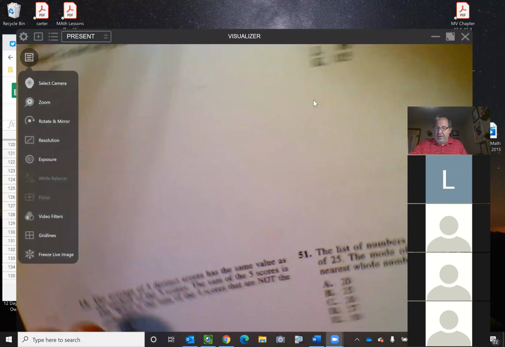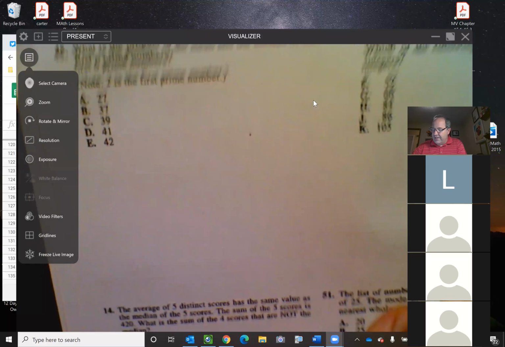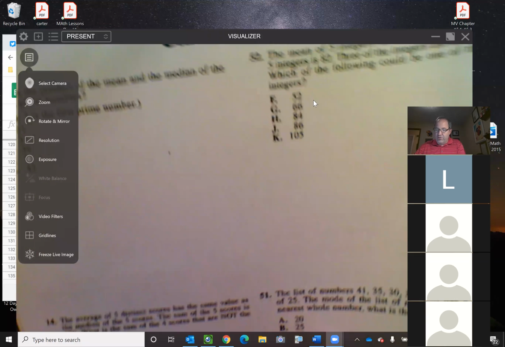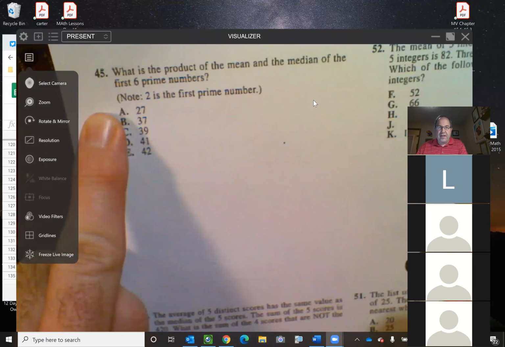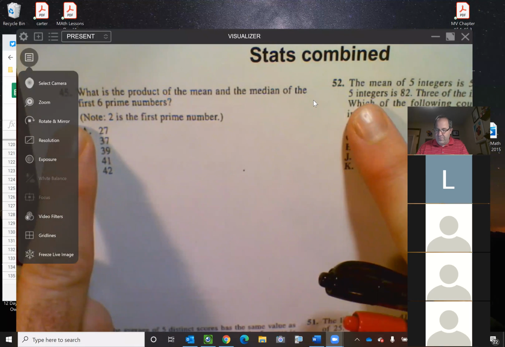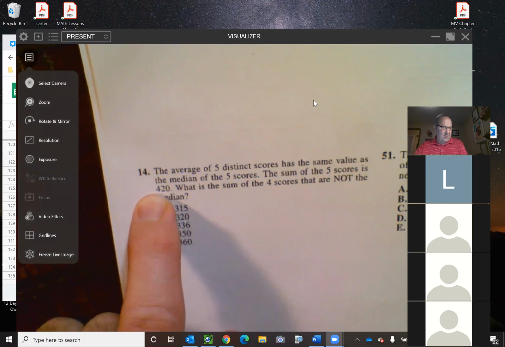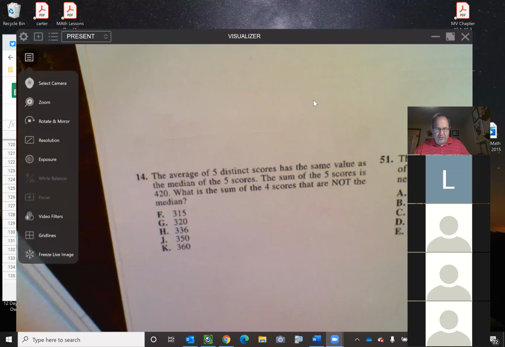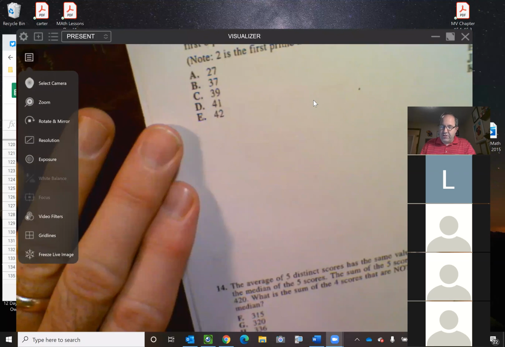let's turn the page. And now what ACT does is they really like to put all the questions together. So we're going to do these ones. Now notice for the most part, they're towards the end of the test, like 45, 52, 51, 14. Okay, well, maybe that one's easier. Doubt it, but there's always a couple stinkers in there. So let's look at 45.